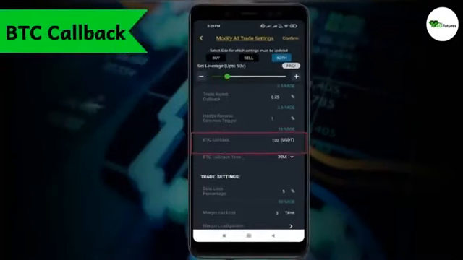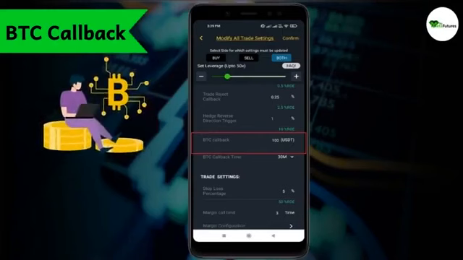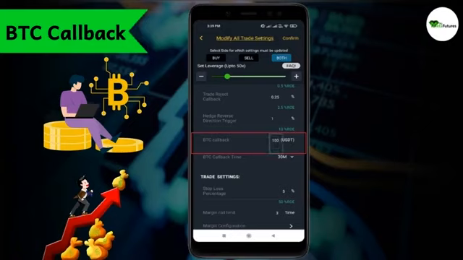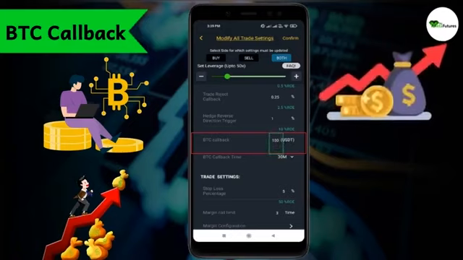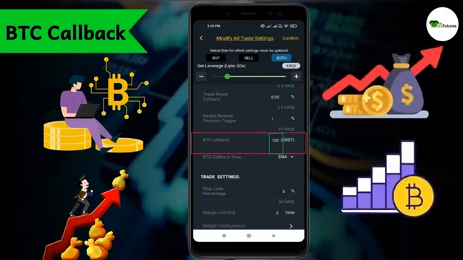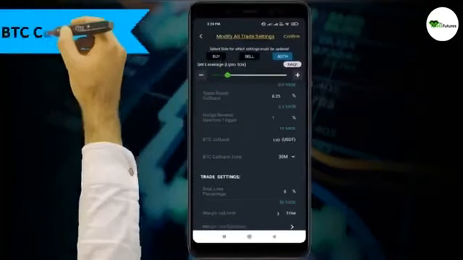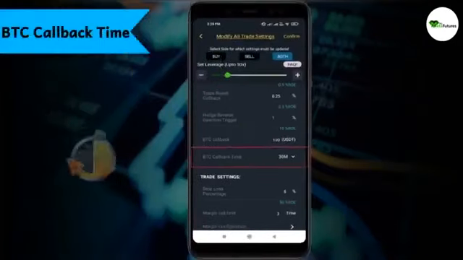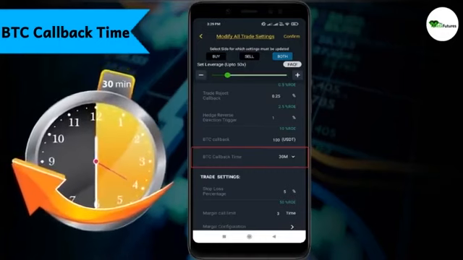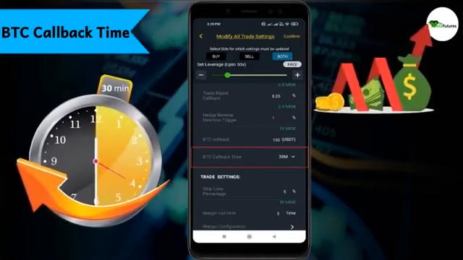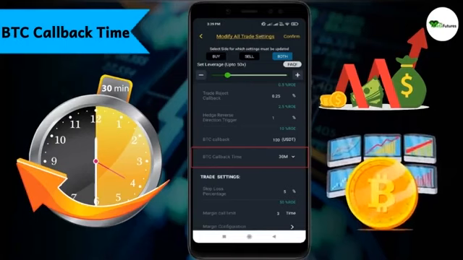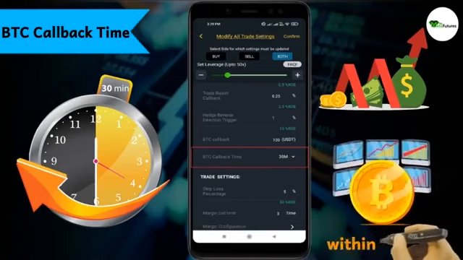Let's talk about BTC callback. As we all know, the whole market revolves around Bitcoin. Suppose you have placed a trade that the market will go up. As I have entered 100 USDT value in BTC callback, the bot will not place a trade until BTC moves up by 100 USDT. Next is BTC callback time. As I have set 30 minutes in BTC callback time, the bot will place a trade only if the BTC market moves within 30 minutes in the same direction you have placed your trade.